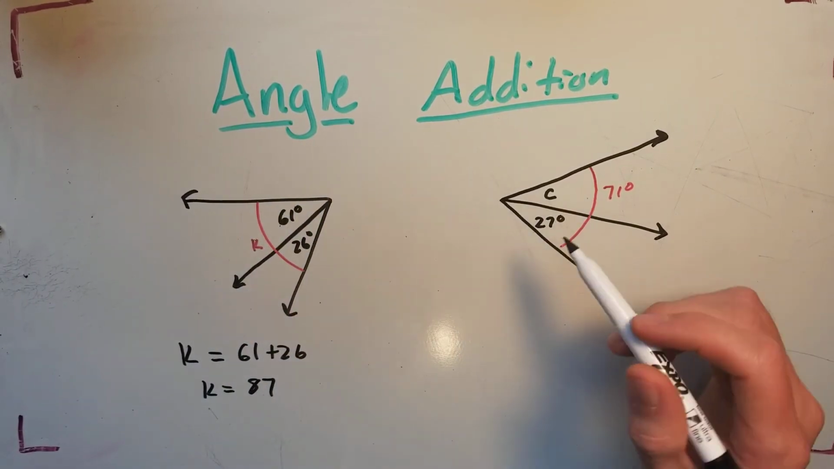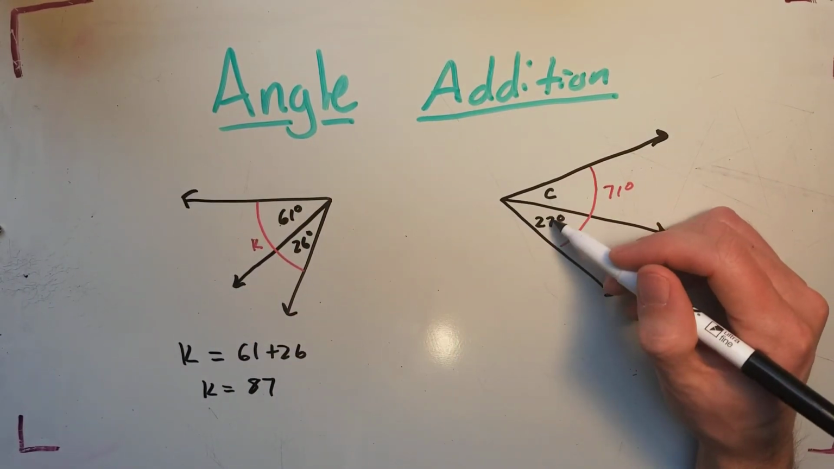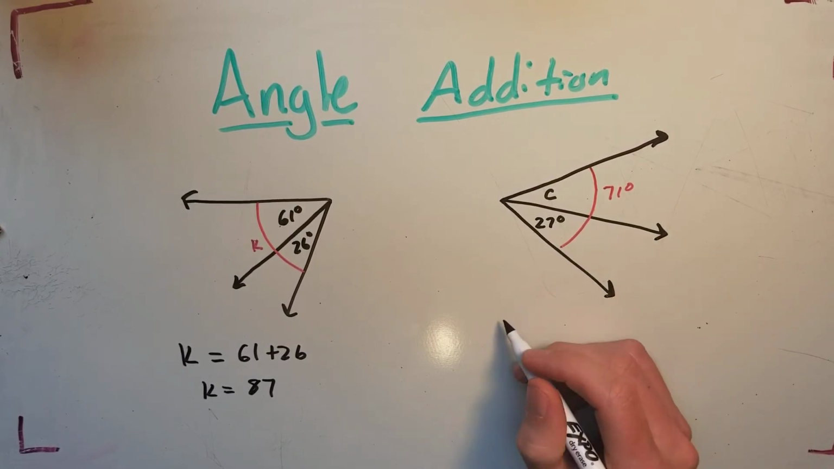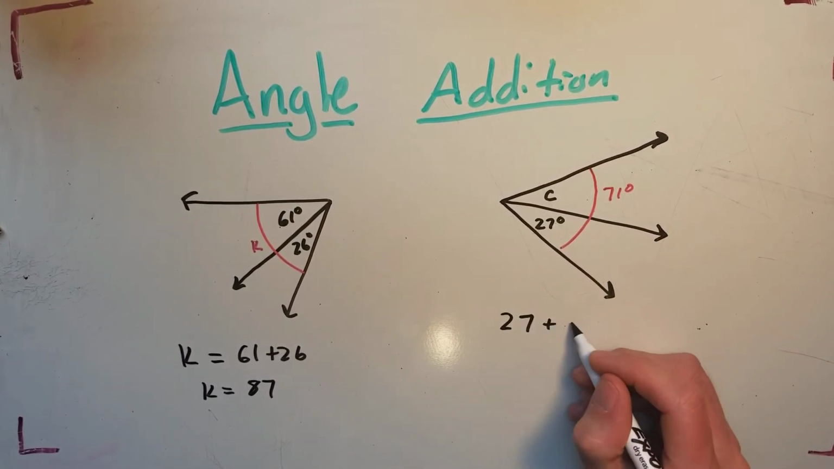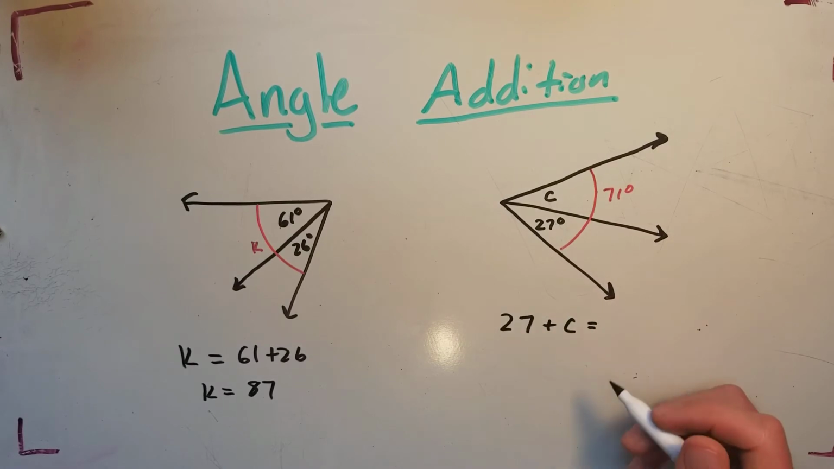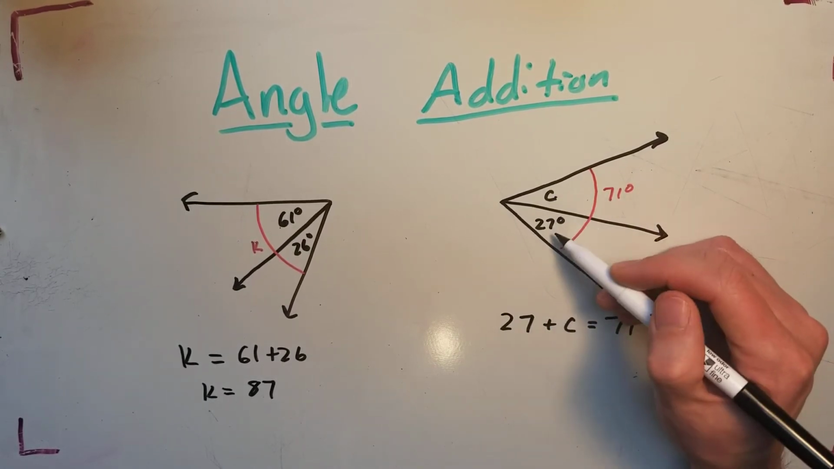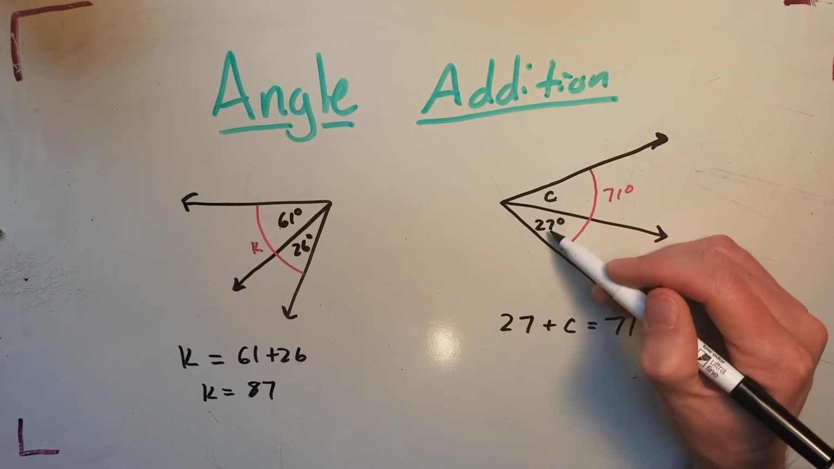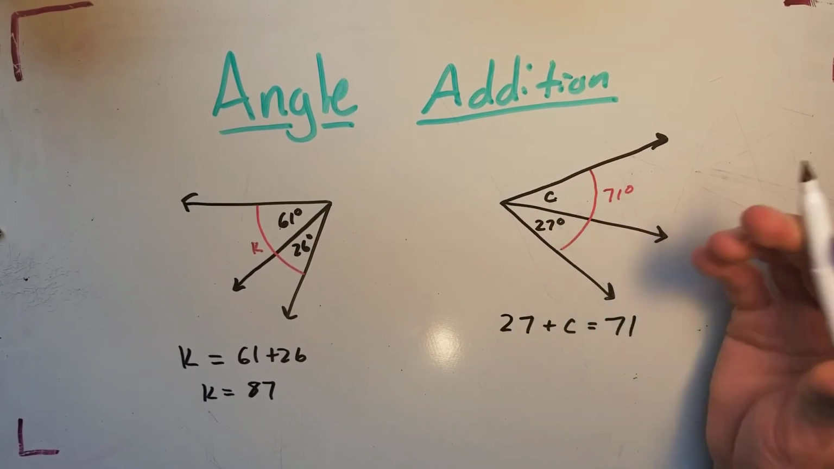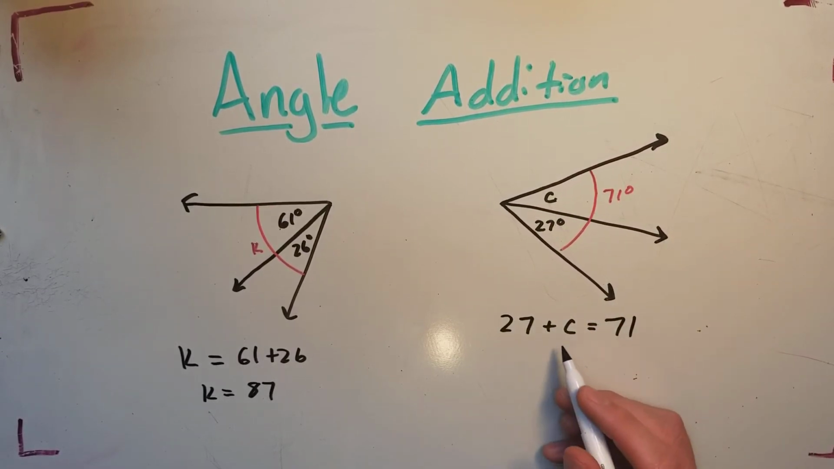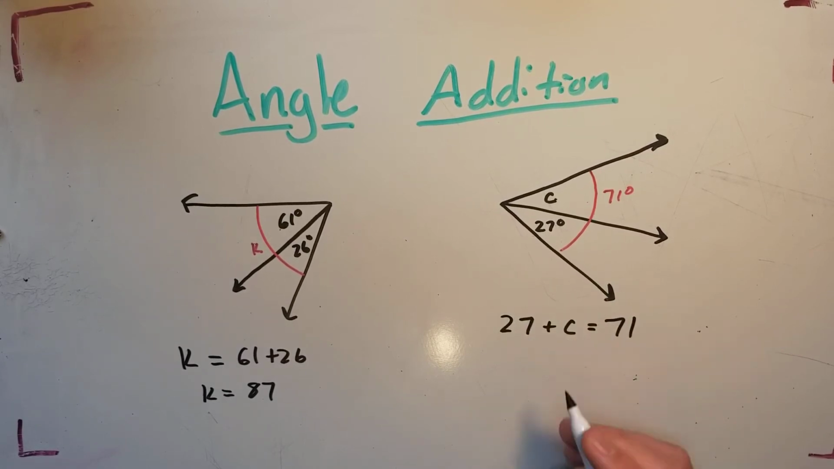So by angle addition, we know that adding these two angles together should equal 71. I'm going to make a little equation, because when these problems get harder, the equations will be really important. So we have C plus 27. You add the two smaller angles together, you get the whole angle here. So we have C plus 27 equals 71.